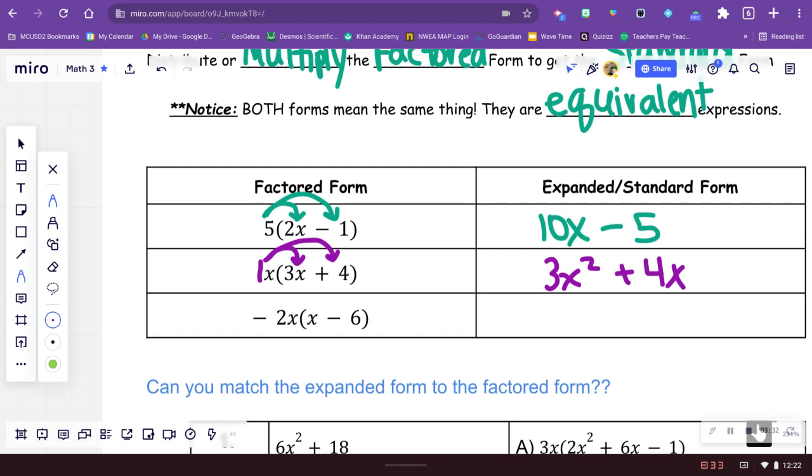Third example here is kind of a combination of the first two. So we have a number and variable in front. So we're multiplying everything inside the parentheses by negative 2x. Again, we have that implied 1. So negative 2 times 1 is just negative 2. And x times x is that x squared. Then doing negative 2x times negative 6. A negative times a negative is a positive 12. And I still have that 1x that tags along.